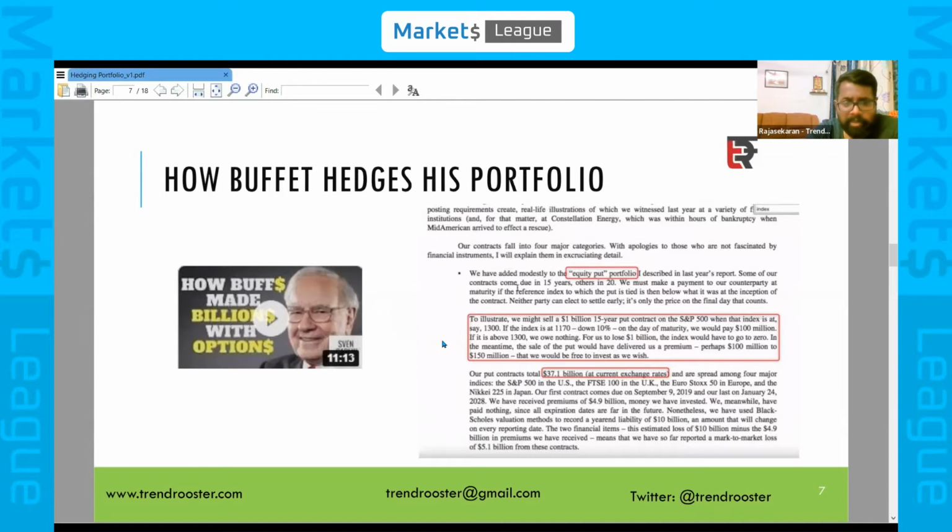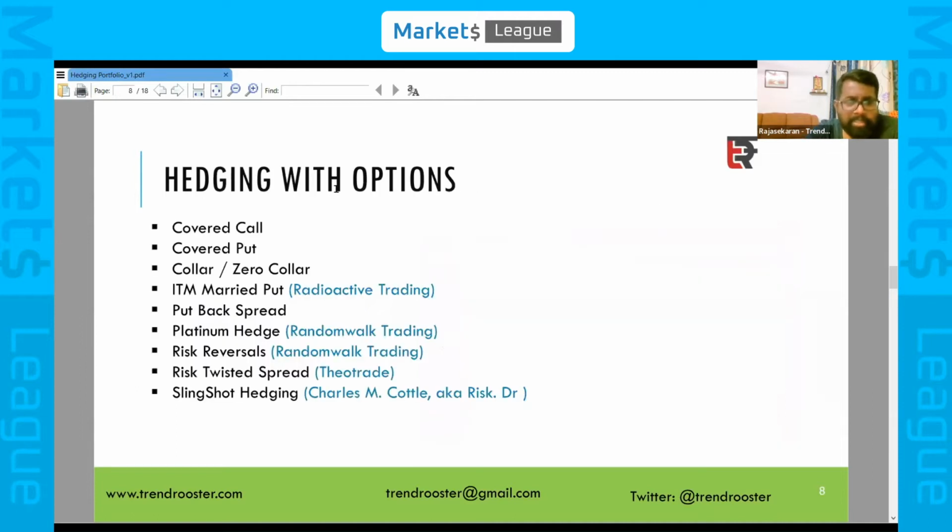Let me go to the next slide. Hedging with options. This is where the rubber meets the road. Covered call, everybody knows. If you keep doing covered calls against your portfolio, that is also considered hedging, and you're generating income from your portfolio, which will offset any adverse movement against it. That will cover it up. That is what a covered call is.